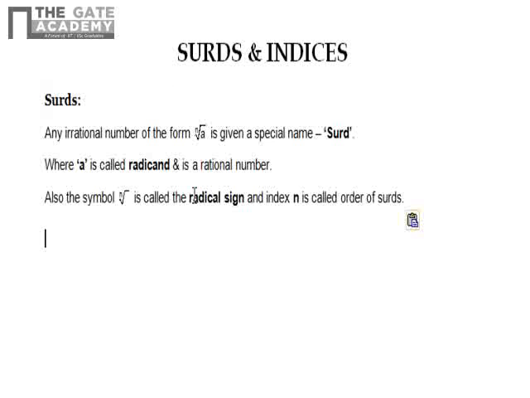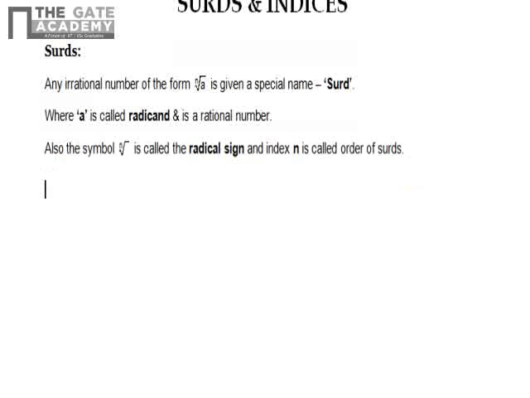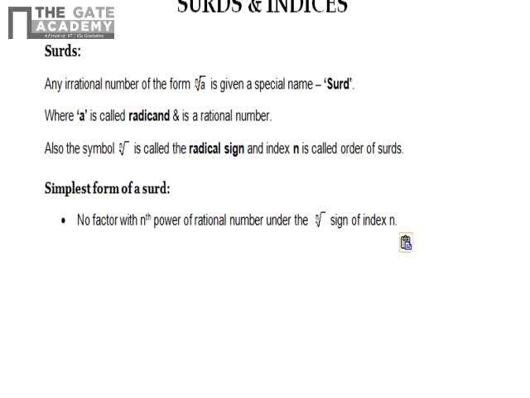A very simple representation you can see, that is nth root of a. This symbol is called a radical sign, n is the index, and a is also called the radicand. Now we'll see how to write a complex surd into its simplest form. Let us see what is the simplest form. A surd is in simplest form when there is no factor with nth power of a rational number under the nth root sign of index n. Now we'll understand this by taking some examples.